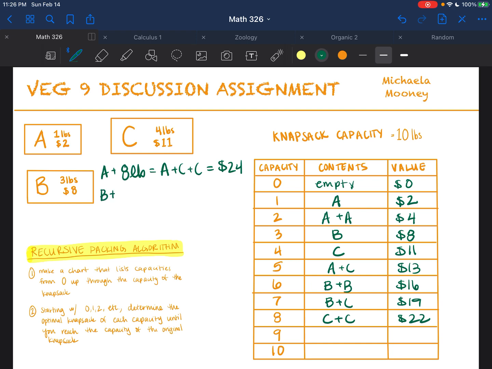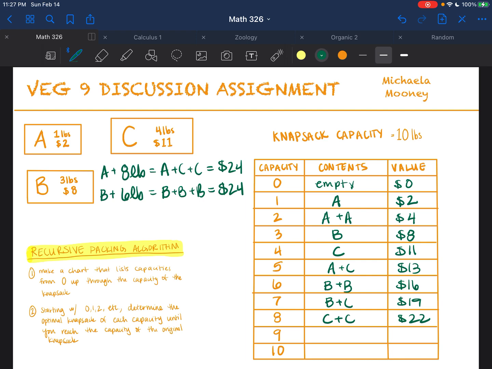Moving on to B, that weighs 3 pounds. If we fill 3 out of our 9 pound capacity, we have 6 pounds left. And we go ahead and look at our chart for how to fill that leftover 6 pounds the most efficiently, and that would be B plus B at $16. So we're doing original B, and that is going to be B plus B is 16 plus 8 is 24.